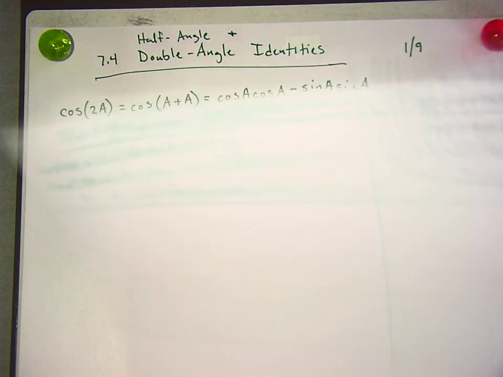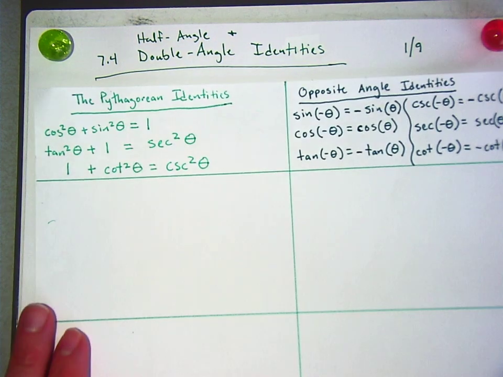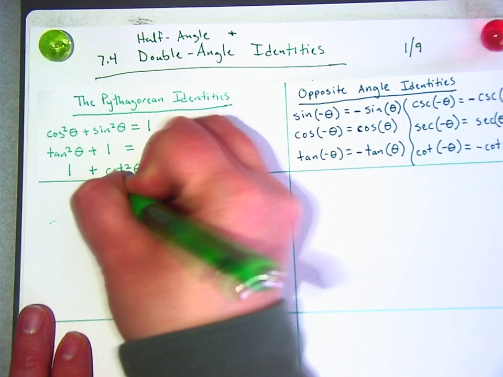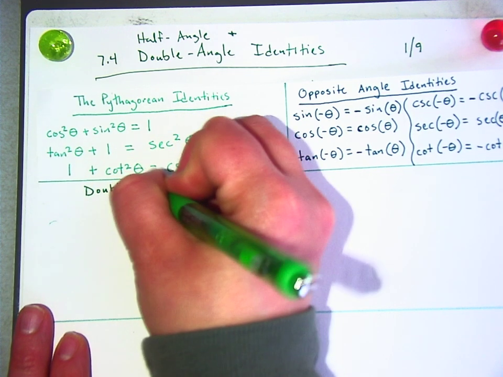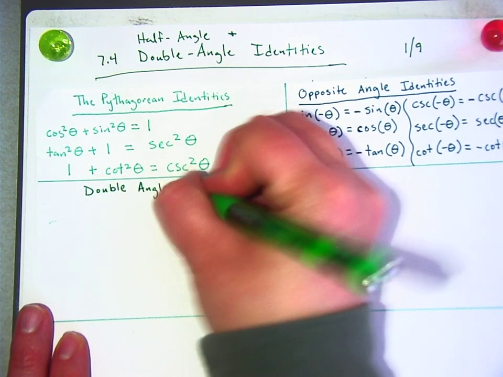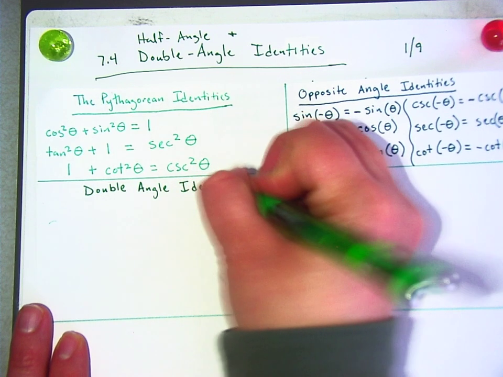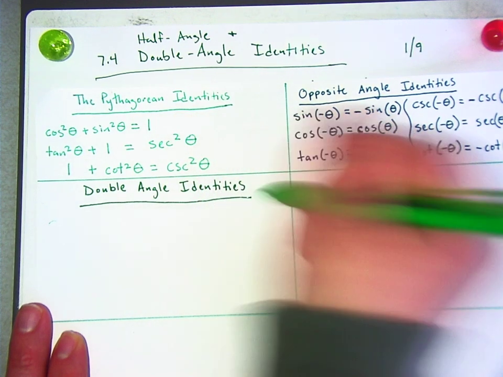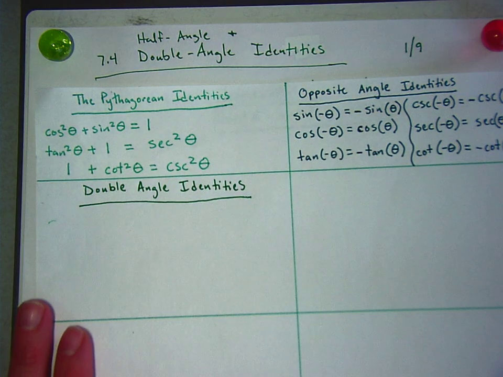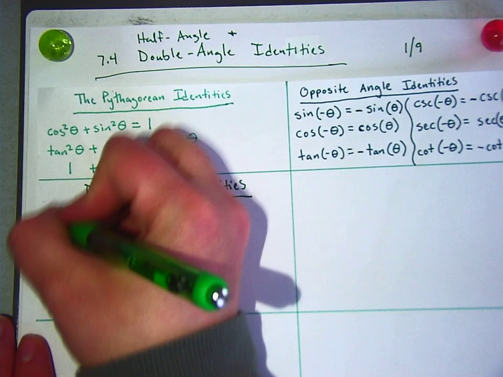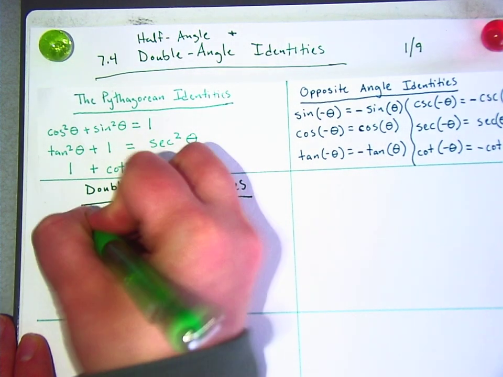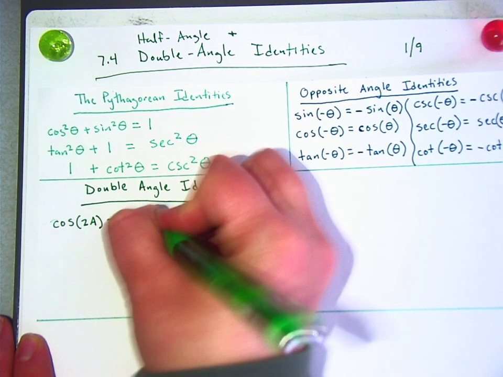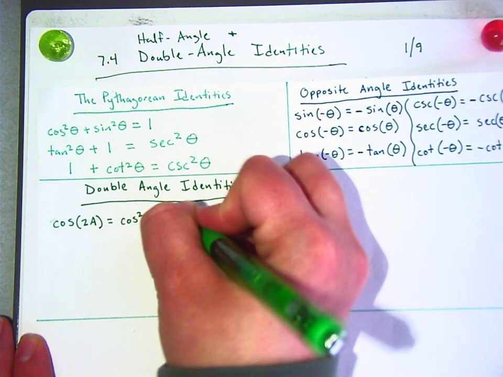Okay, I'm going to write them right here in the second spot. These are the double angle identities. There's going to be 3 of them, and one of them is going to look like a fraction. Cosine of 2a equals cosine squared a minus sine squared a.